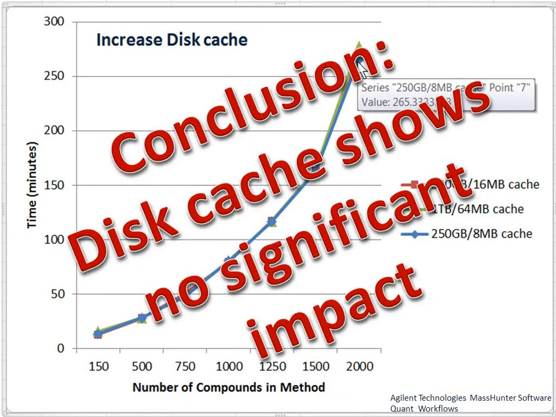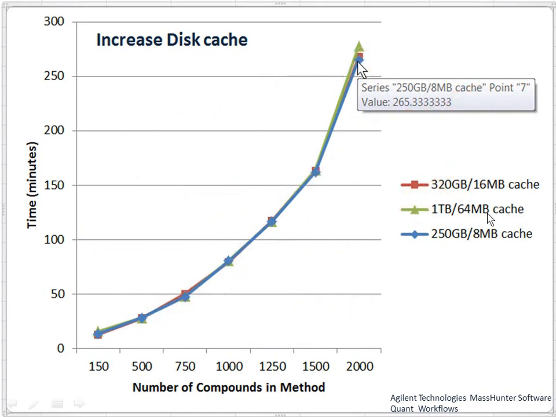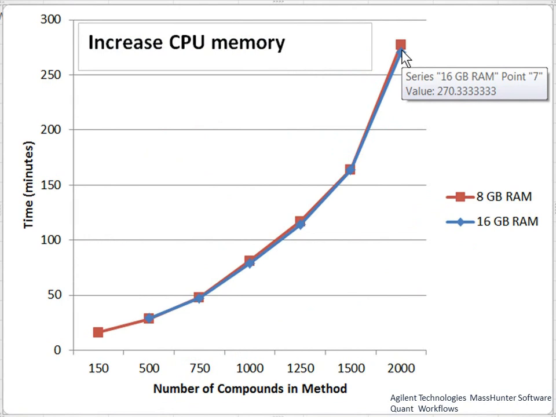A couple of quick experiments to communicate. First, one that uses different disks with different cache sizes. You'll see here that even if you buy 64 megabit cache for your disk, it doesn't really make a whole lot of difference even if you move up to 2,000 compounds. And another experiment shows that with this batch, this many compounds and samples, and acquisition size, mileage may vary, but in this case, moving up to 16 gigabyte of RAM in that computer really didn't show much difference than what was half of that.